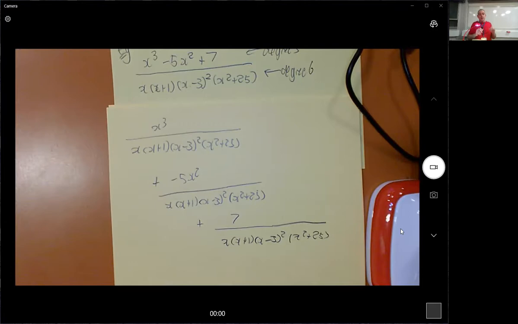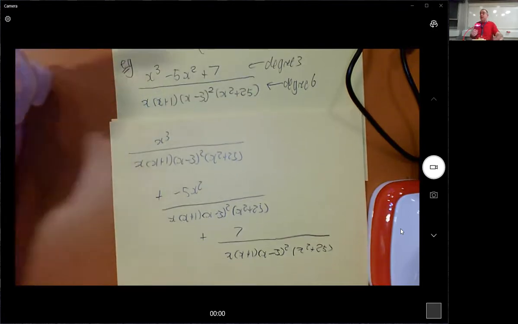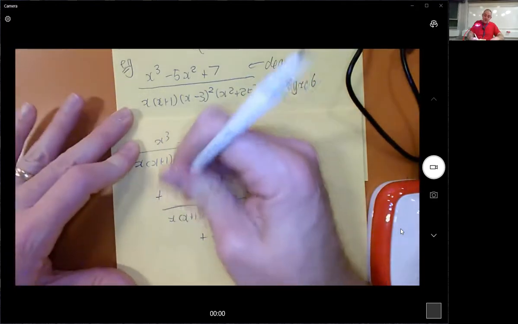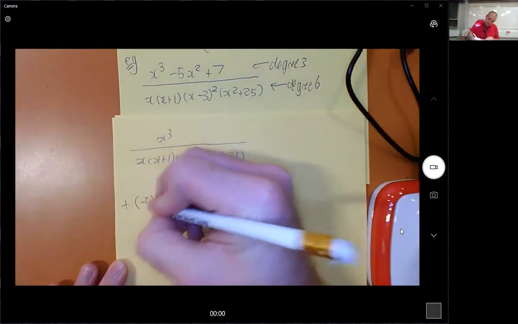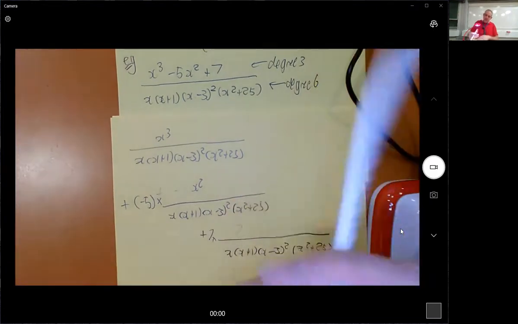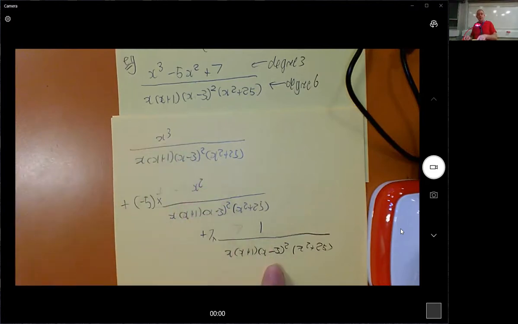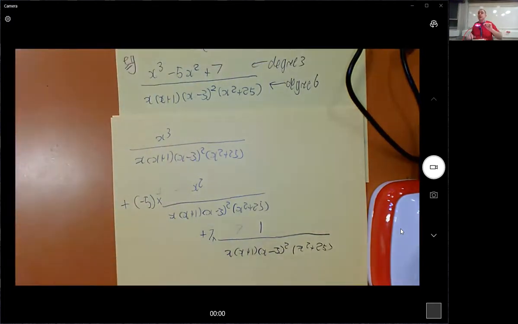I also know that if I changed this top, I would need possibly a different number of fractions. Okay, so I'm just going to change this a little bit and change it to plus minus 5 times this fraction plus 7 times this fraction. These three fractions, these three rational functions, if I change the numbers that went with them, would be capable of producing anything that had an x cubed and an x squared and a plain number on the top.